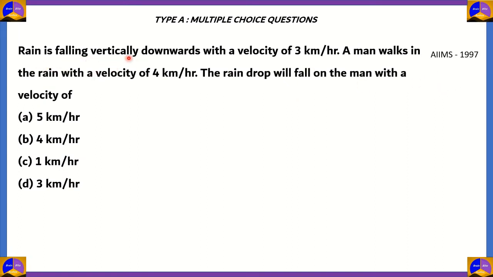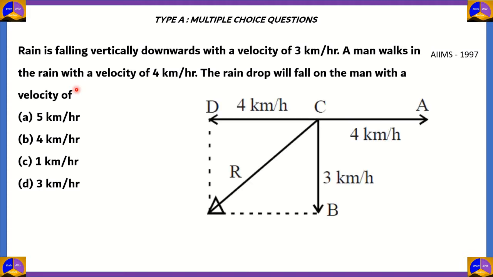Rain is falling vertically downwards with a speed of 3 kilometers per hour. A man walks in the rain with a velocity of 4 kilometers per hour. The raindrop will fall on the man with a velocity of, and here's your diagram. As you can see, rain is falling down at 3 kilometers per hour and a man is moving in this direction at 4 kilometers per hour.